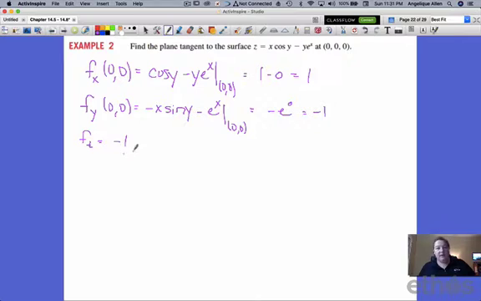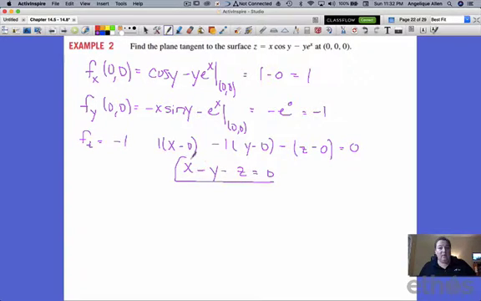And so now we are going to plug these into our formula. We're going to have 1 times x minus 0, minus 1 times y minus 0, minus z minus 0 equals 0. So this one cleans up really easily. x minus y minus z is 0. And there is our plane tangent to this surface. All right, I like it when there's zeros. It makes a lot of calculations super easy.